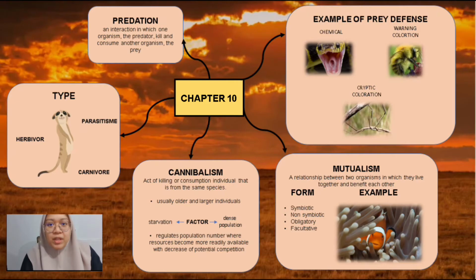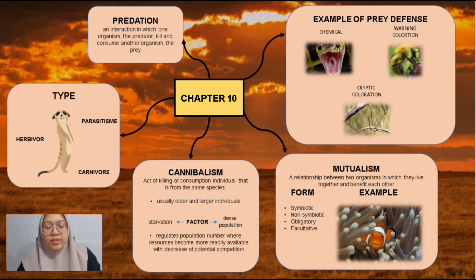We'll continue with Chapter 10, where we will touch on the positive and neutral interaction between organisms. First of all, I will talk about predation. Predation is an interaction in which one organism, the predator, will kill another organism, the prey. There are three general types of predation: carnivore, organisms that mostly eat meat, such as tiger; herbivore, organisms that eat autotrophs, such as plants; and also parasitism, which is a parasitic relationship between the host and the parasite, such as the tapeworm in the intestine.